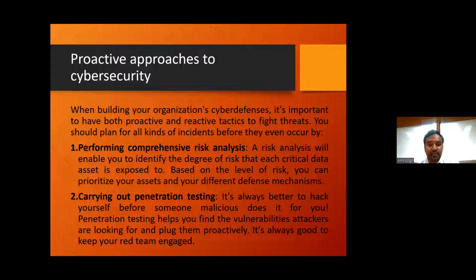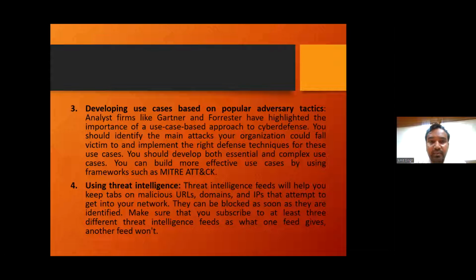Second is carrying out pen testing. This is a general practice taken by every organization, and it is done particularly by a third party, who come and audit your system and see whether you have built it as per industrial norms, and they give you a report on what the loopholes are. Third is developing use cases based on popular adversary tactics. There are standards and firms like Gartner and Forrester that publish reports every year, so we can adopt those scenarios in our systems.